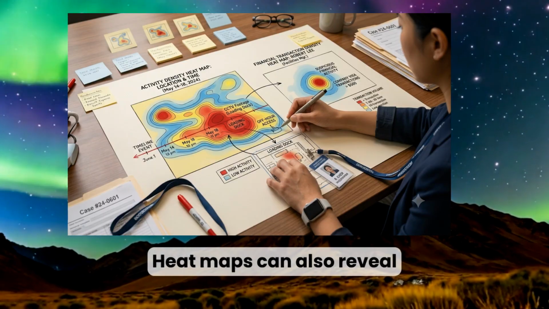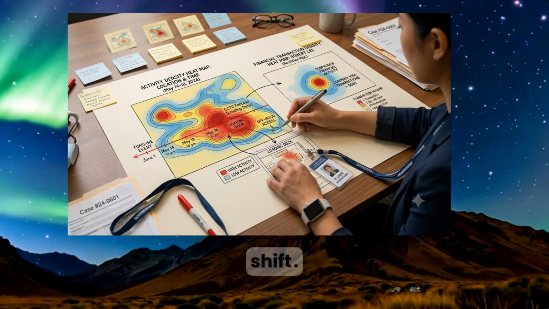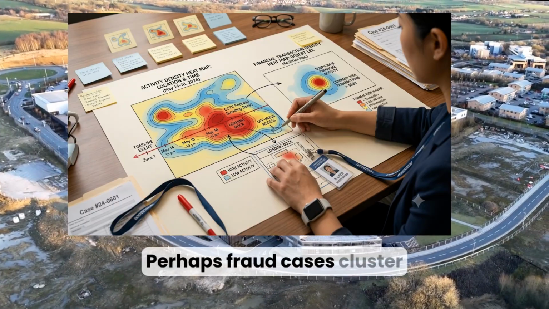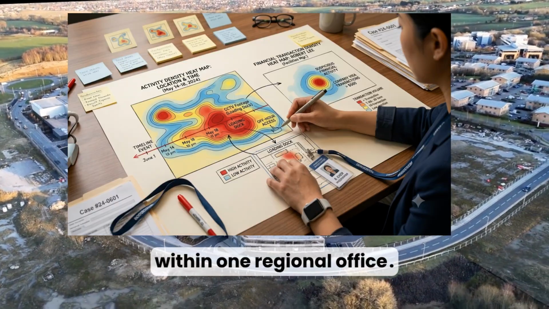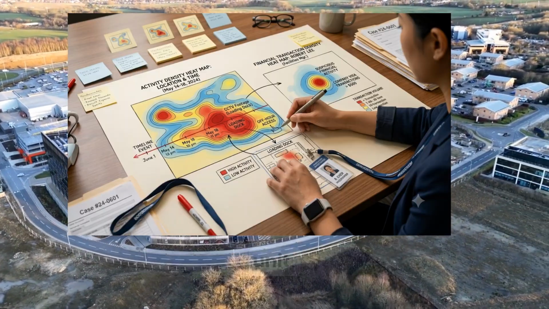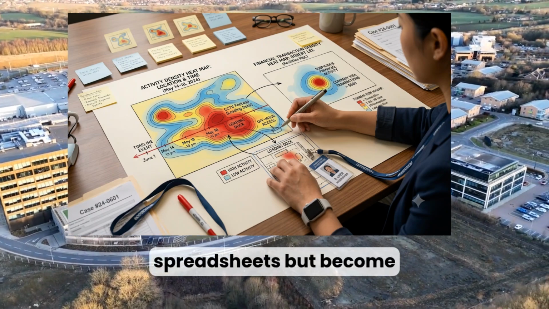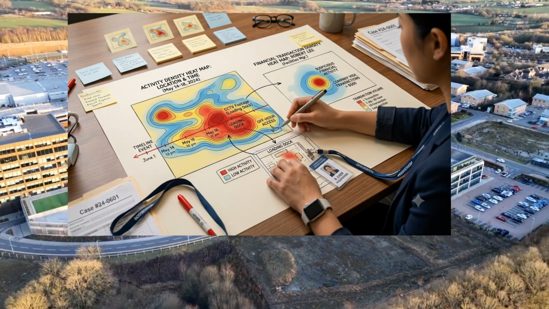Heat maps can also reveal trends over time. Perhaps safety incidents increase during the night shift. Perhaps fraud cases cluster within one regional office. Perhaps cybersecurity incidents consistently originate from one business unit. Patterns like these are difficult to recognize in spreadsheets, but become obvious when displayed visually.